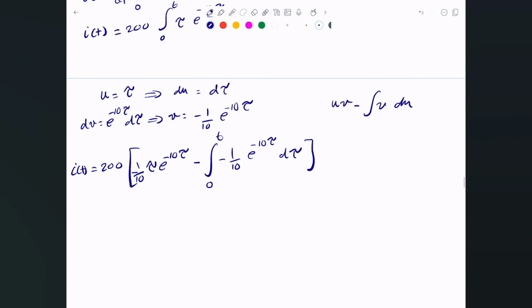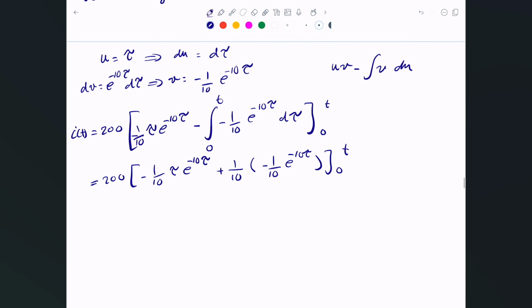We carry out the rest of it, and what we have is 200, and that's negative 1 divided by 10. I believe this has to go from 0 to t anyway, and I'll substitute all of these values in, you'll see it in a minute. Negative tau e to the negative 10 tau, and then this integral is simply positive 1 divided by 10, and this one is simply negative 1 divided by 10 e to the negative 10 tau, evaluated from 0 to t. That's what we have to do. We just double check, and I think it's correct.